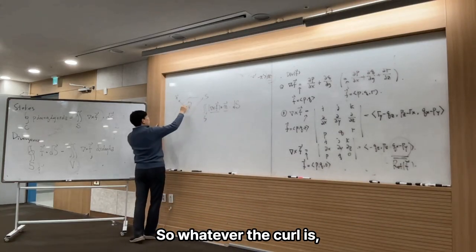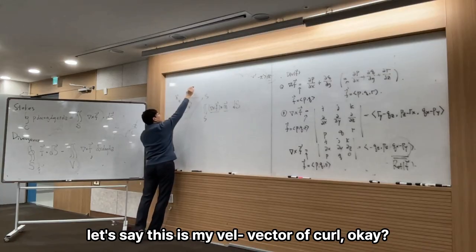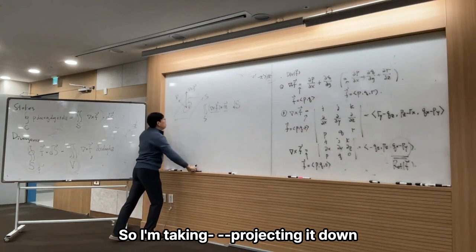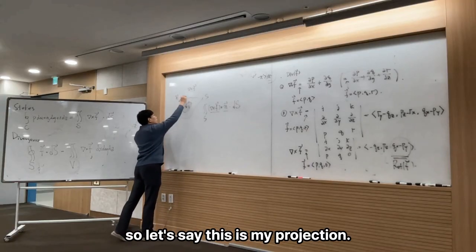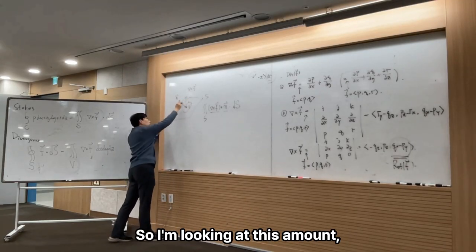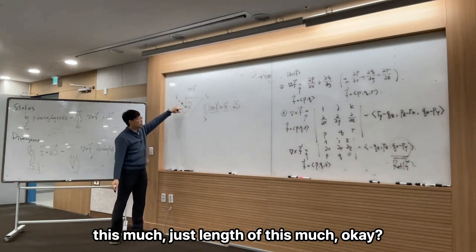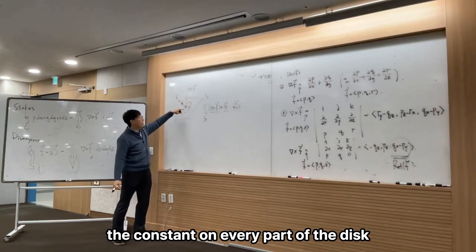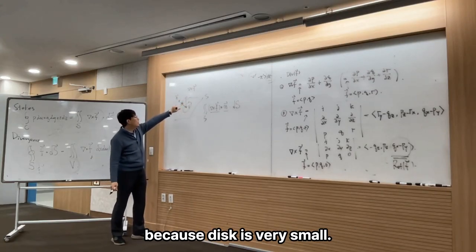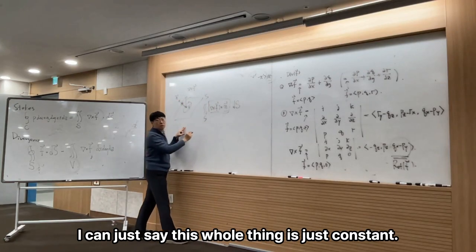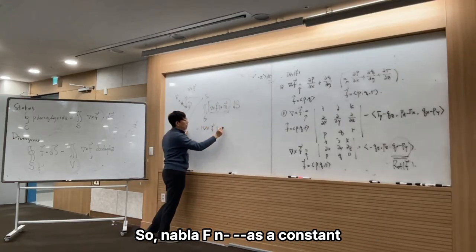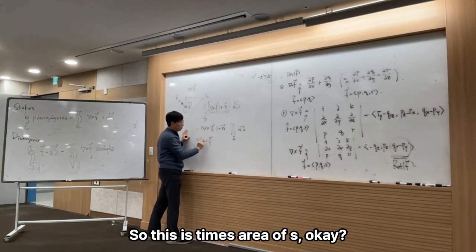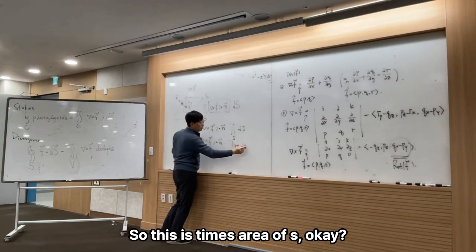Whatever the curl is, let's say this is my vector of curl. I'm taking the inner product, so I'm projecting it down onto the direction of n. Let's say this is my projection. I'm looking at just the length of this much, and then integrating over S. But I said that this is always the same, constant on every part of the disk, because the disk is very small. So I can just say this whole thing is constant. The constant comes out, and then dS, right? So this is times the area of S.